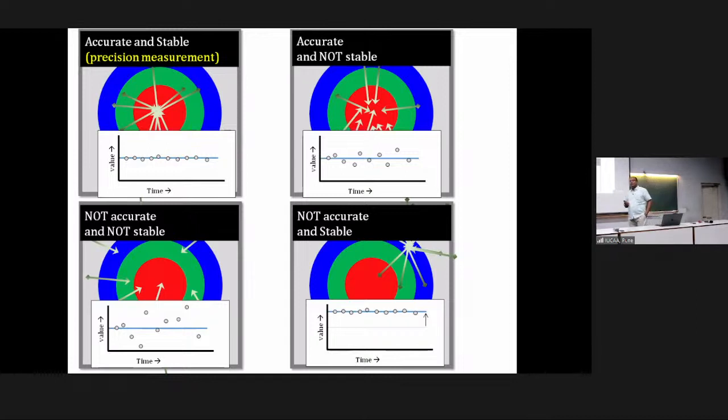Because accurate values are true. No, the accurate value, let's say, is defined by the SI definition. But still, you will never be able to match that value experimentally. There will always be some discrepancy, and this discrepancy is basically systematic uncertainty.